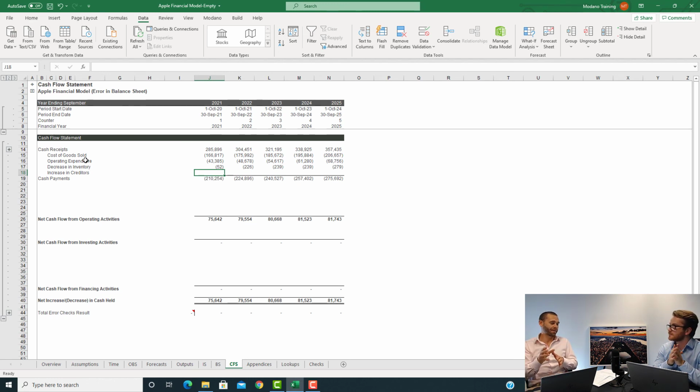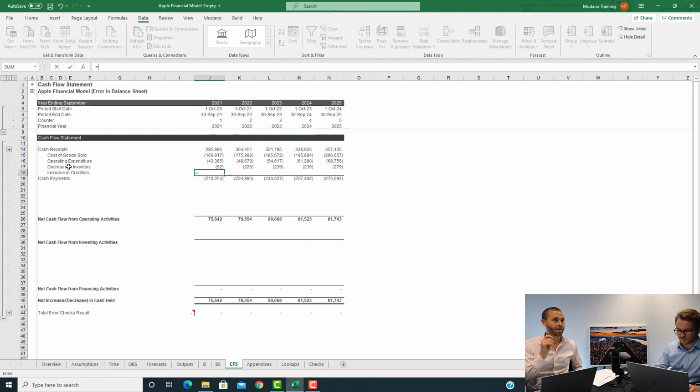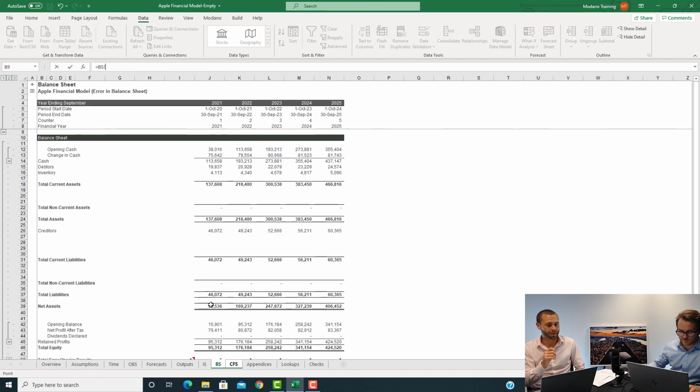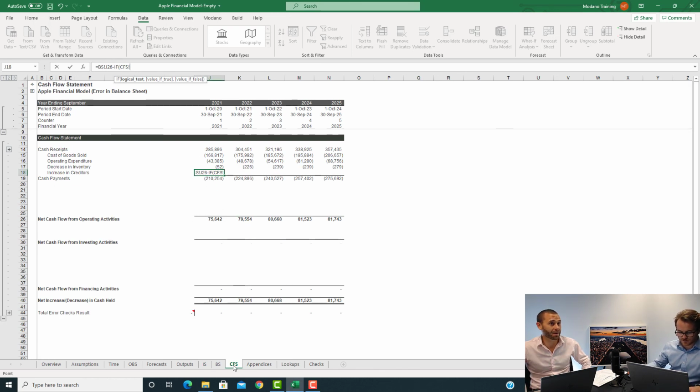Increases are easier in my mind because you take the current period and subtract the prior period. So the current period is the current period on the balance sheet. The prior period is obviously, in the first period, going to be the opening balance sheet. So the formula here needs to be equals the balance sheet closing balance. So equals J26, closing creditors balance, and then minus, if, open brackets, the period number. So you need to go back to the cash flow statement.